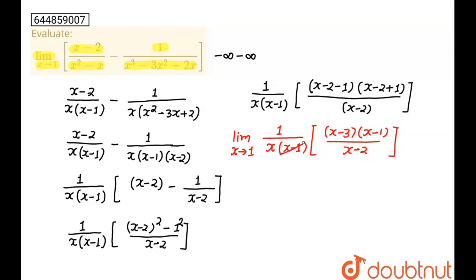So this and this both will get cancelled out. Now when I will put x tends to 1, 1 minus 3, this will become minus 2, upon x is 1 and 1 minus 2 minus 1, 1 into minus 1 minus 1, and this value will be equal to 2. Answer. Okay students, no problem, thank you.